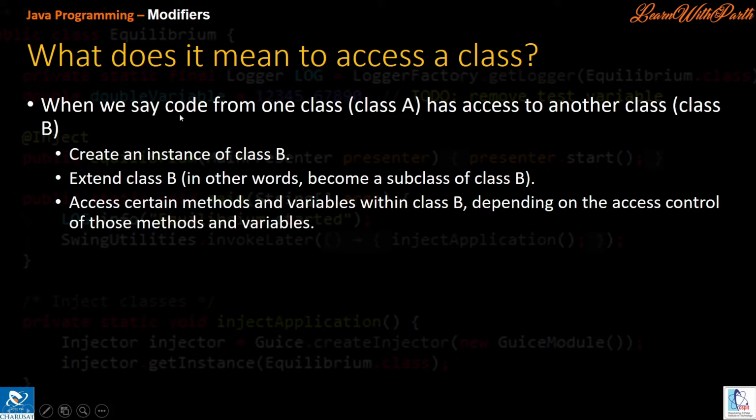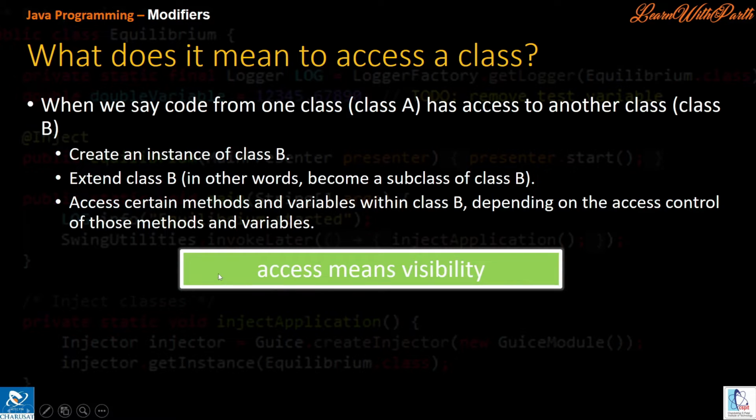It means that code from one class, let's say class A, has access to another class, that is class B. How is it possible? Either I can create the instance of class B inside class A, or I can extend class B inside class A, right? Also, the members of the class would be accessible by class A, okay? And access means visibility, that is how the member is visible to others.